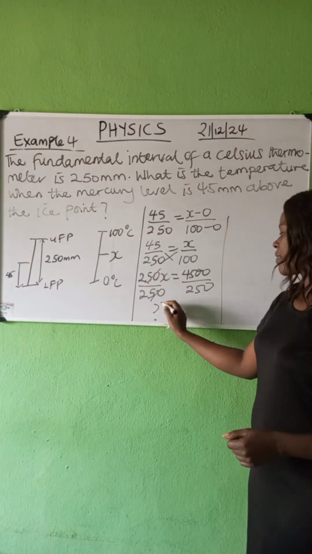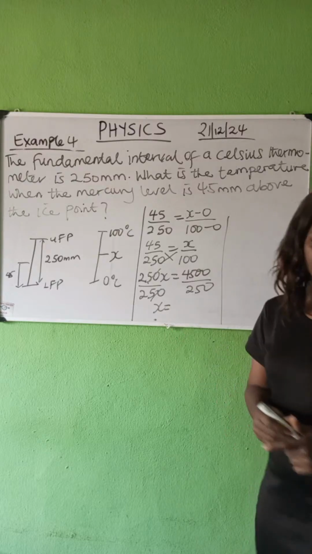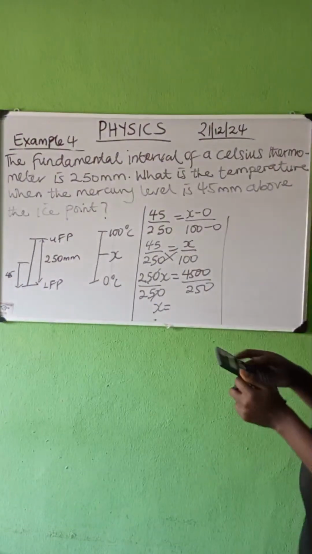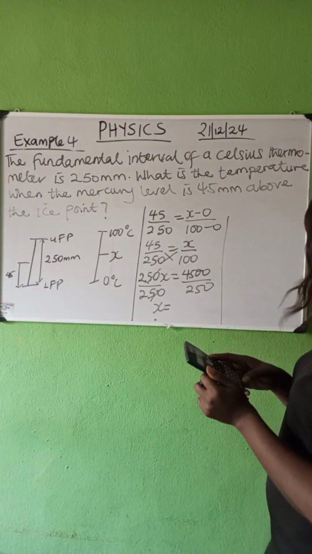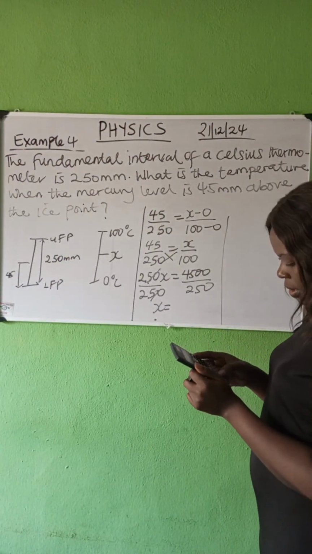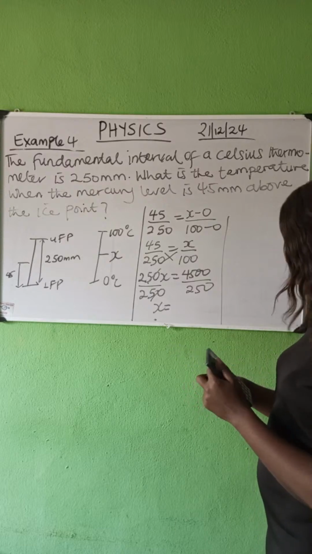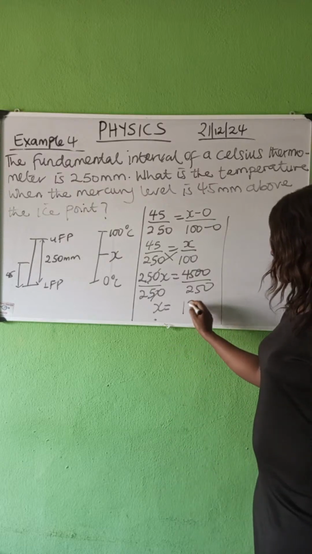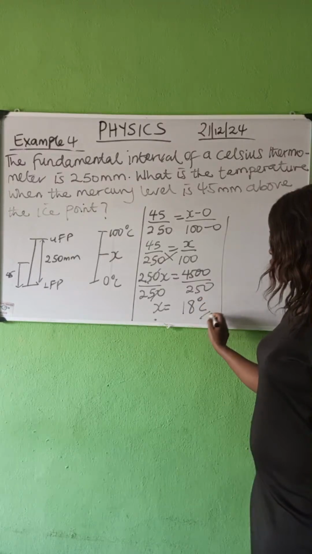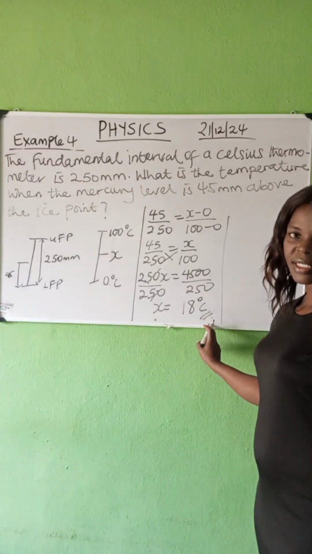So what do we have? I can say my x, we can divide with our calculator. My x, that is 4,500 divided by 250. My answer is going to be what? 18 degrees what? Celsius. Is that clear?